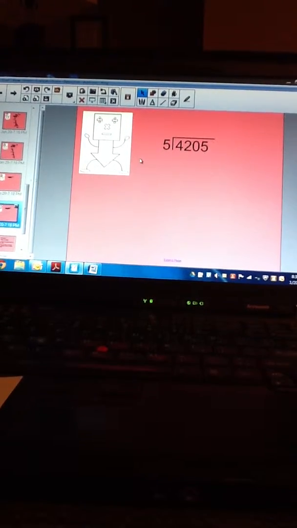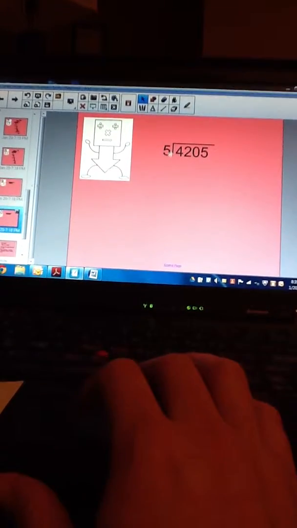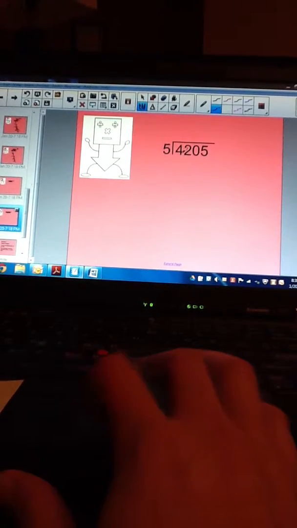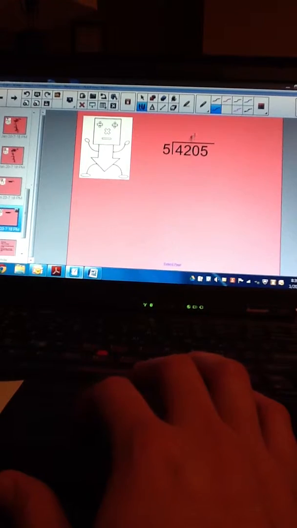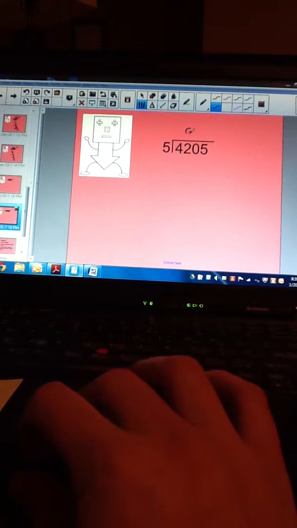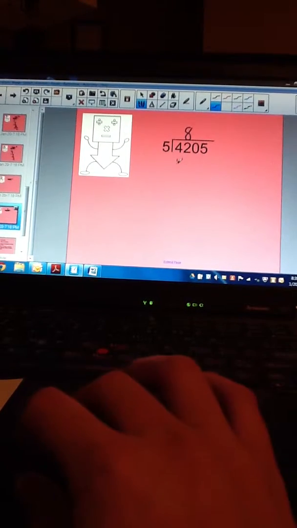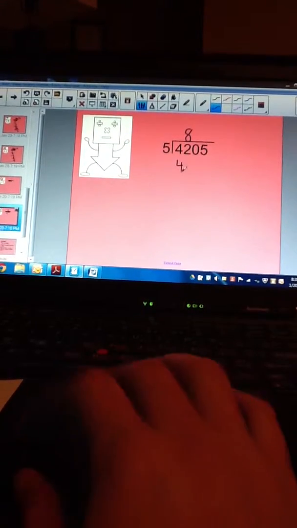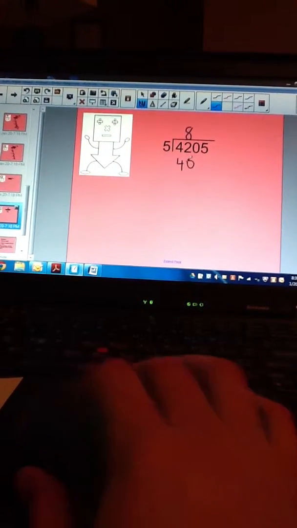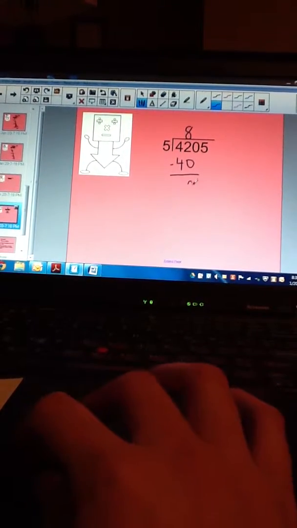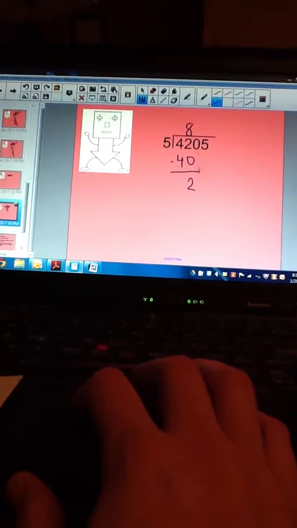All right, let's see if you got this one correct. 5 can't fit into 4, so we have to take 5 and see how many times it fits into 42. And 5 can fit into 42 8 times. And 8 times 5 equals 40. I subtract, and I get 2. So now I bring down my 0.